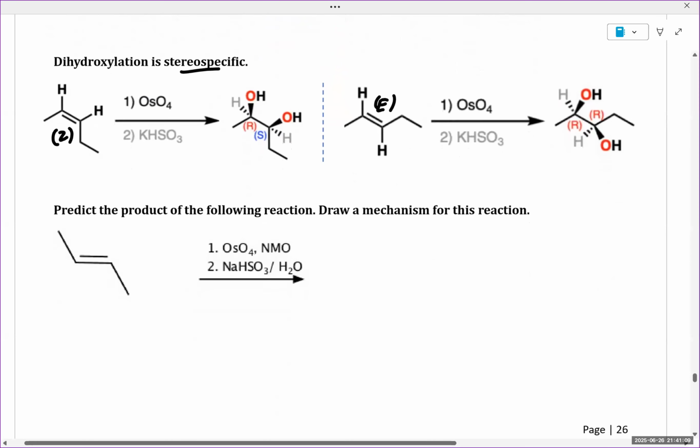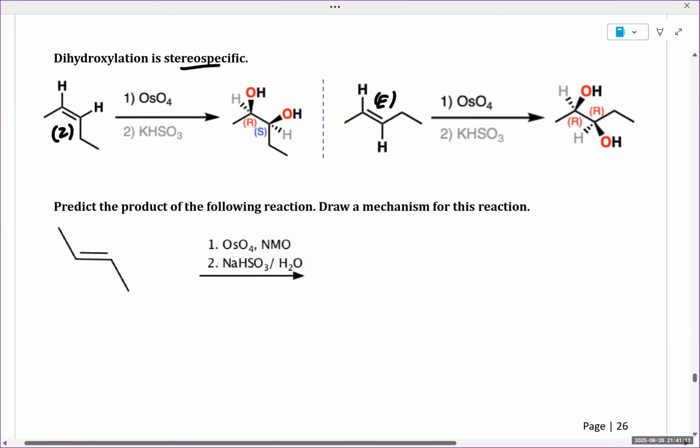With that in mind, I'd like you to predict the product of the following reaction and draw a mechanism for this reaction. You do not have to show the mechanism for the hydrolysis step. I just want to see formation of the osmate ester and the final product. So pause the video, work through this example, and then we'll discuss momentarily.